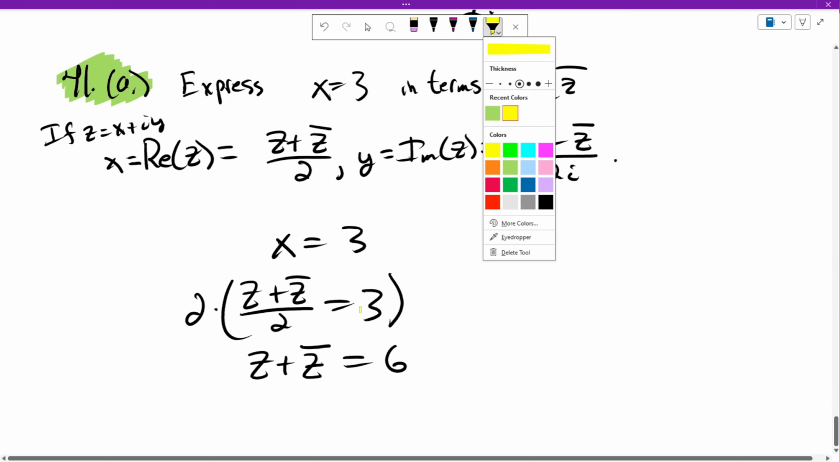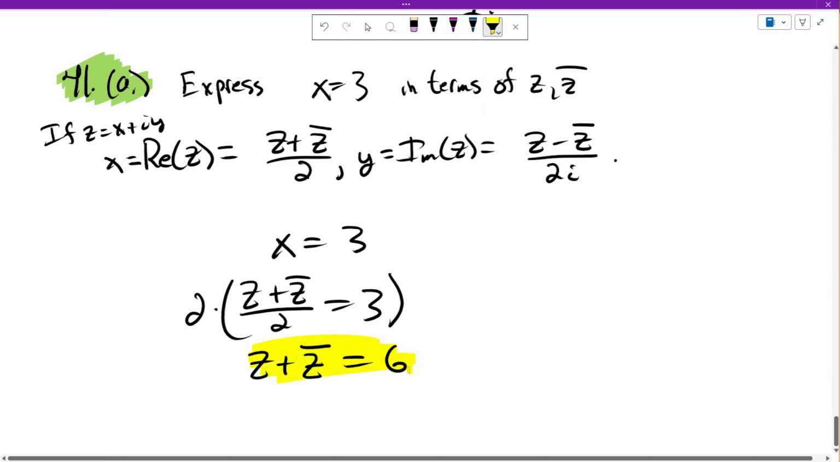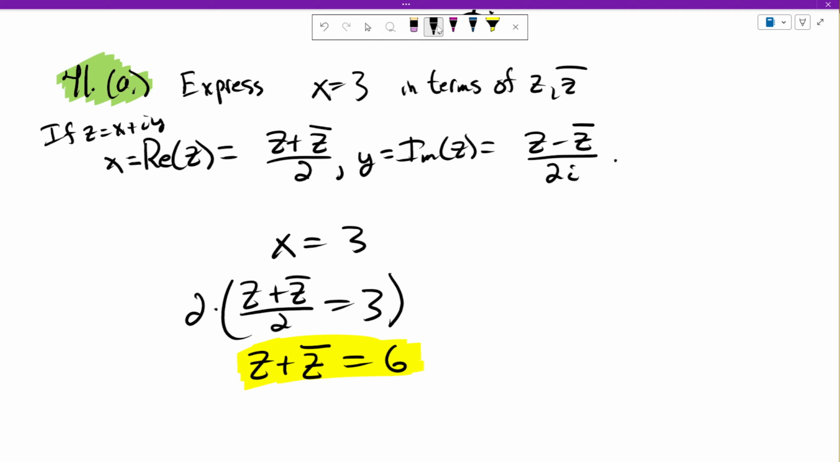And that's a better looking solution than z plus z bar over 2 is 3. So this is sort of preferred. And if we had something involving a y, we would just make the corresponding substitution as well. And then we would do some algebra to make it look a little bit nicer.